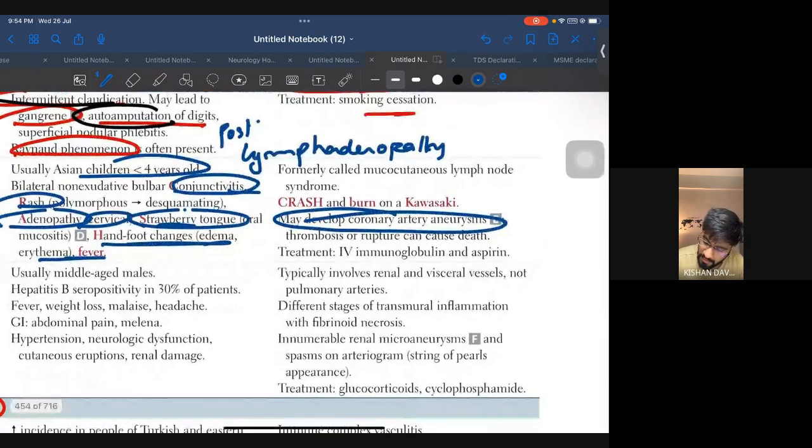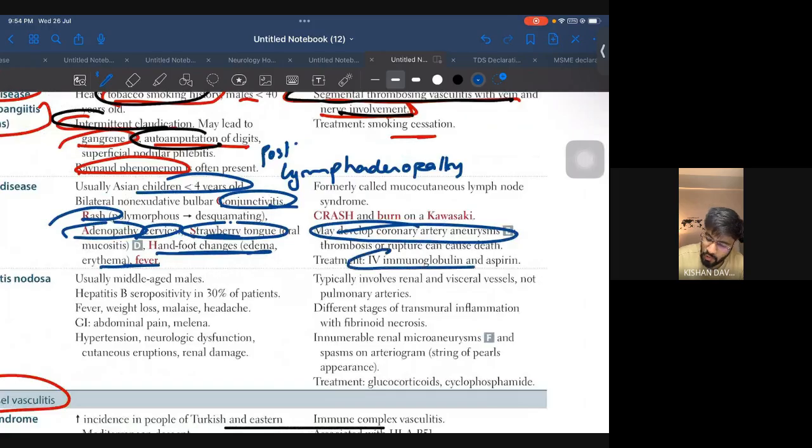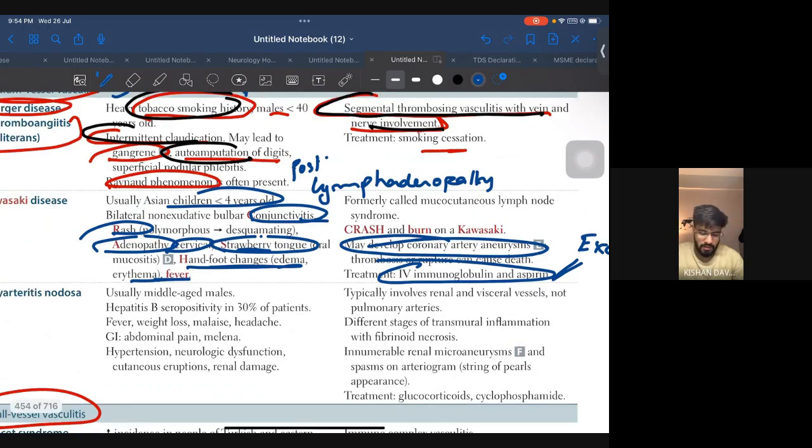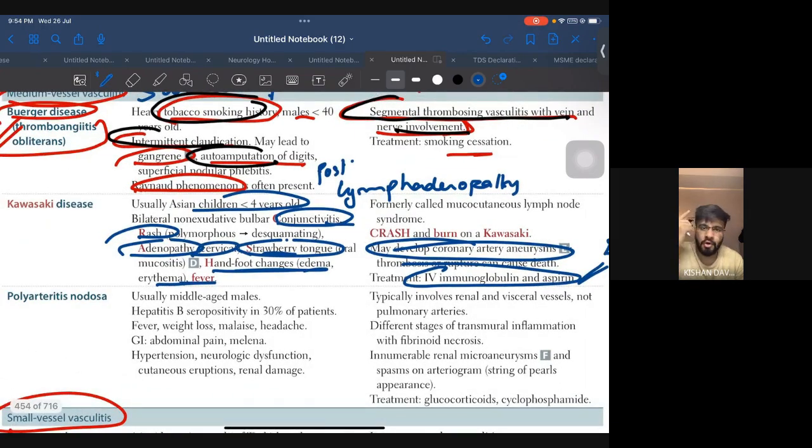Okay, and treatment is IV immunoglobulins and aspirin. Aspirin is exception over here. We don't use aspirin with viral infections. Okay, it causes Reye syndrome. So Kawasaki: conjunctivitis, strawberry tongue, hand foot disease, posterior lymphadenopathy, coronary artery problem.